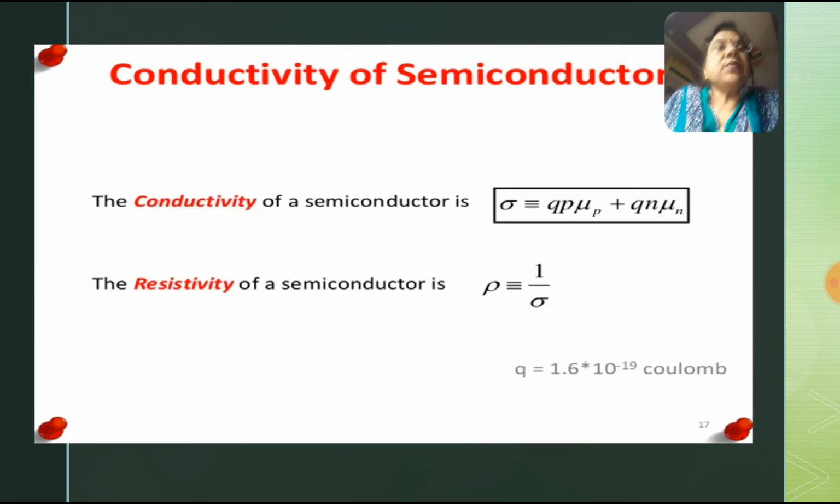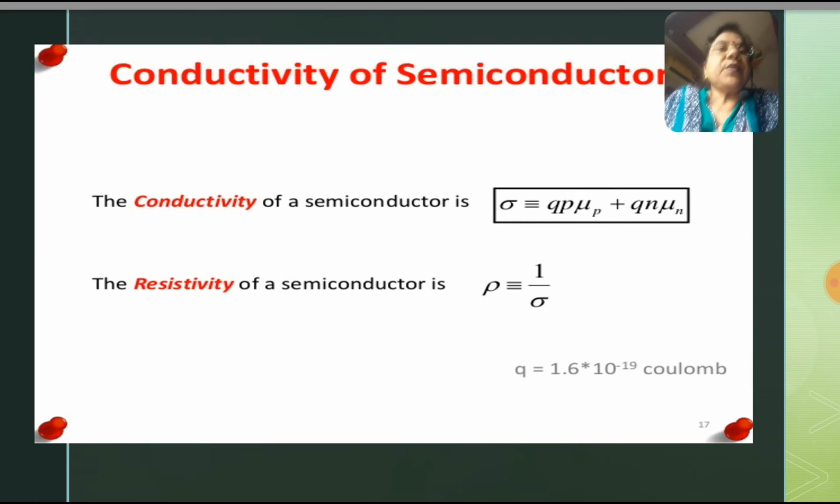Now what happens to the conductivity? The conductivity of a semiconductor is sigma is equal to q p mu p plus q n mu n. And the resistivity of the semiconductor is rho is equal to 1 upon sigma. So q is equal to 1.6 into 10 raised to the power minus 19 coulomb.